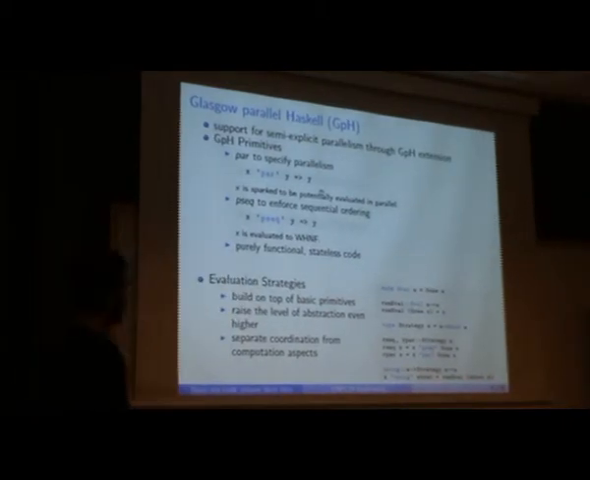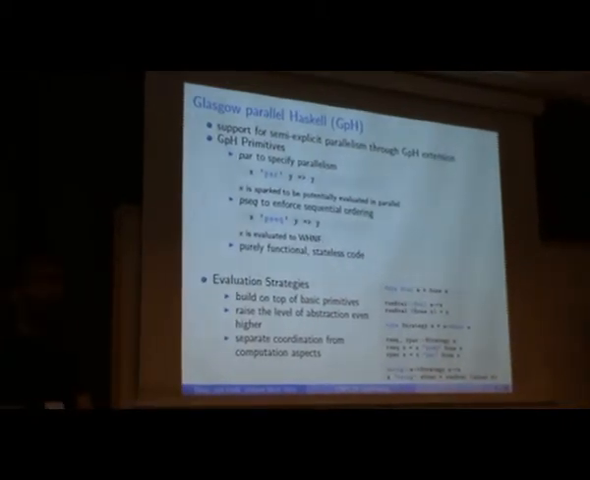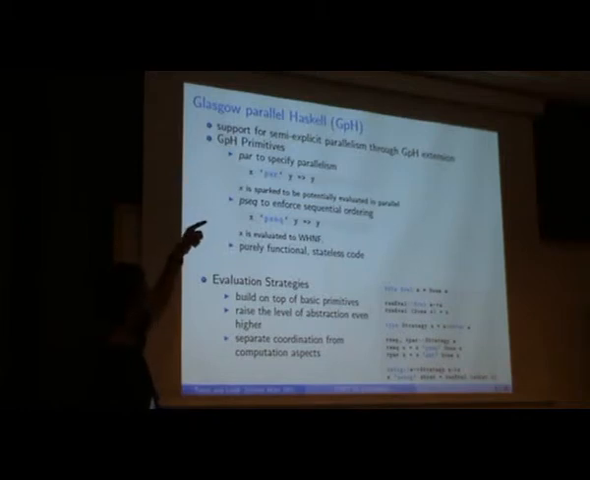So Haskell supports semi-explicit parallelism for shared memory machines through the GPH extension. GPH basically provides two primitives, one for specifying parallelism and the second for controlling parallelism coordination. So par is to specify parallelism in the expression x `par` y, which basically returns y, and it sparks x to be potentially evaluated in parallel.